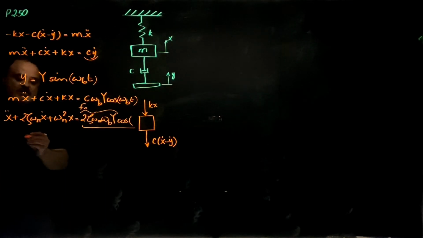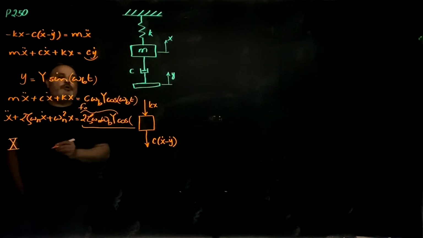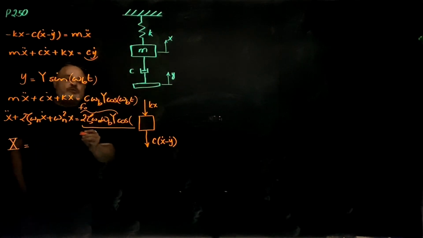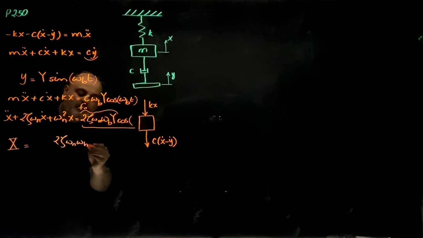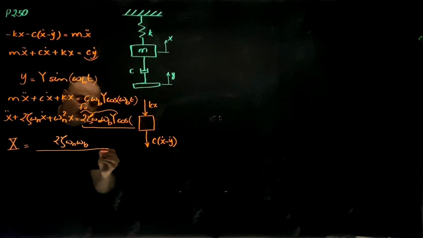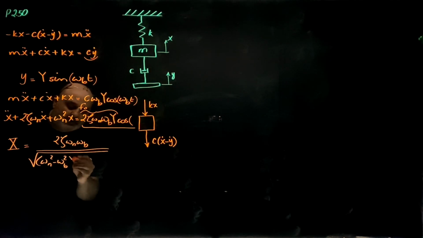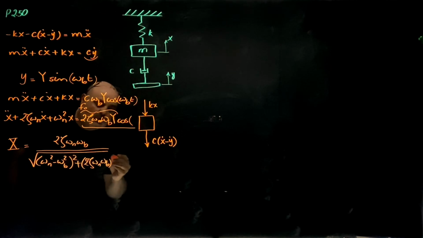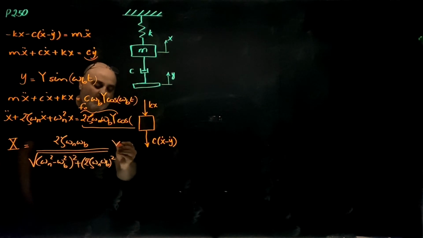So we've already derived the expression for the amplitude X for one specific solution of the two we discussed earlier, which would be 2 zeta omega n omega b divided by the square root of (omega n squared minus omega b squared) all squared plus (2 zeta omega n omega b) all squared, all times Y.